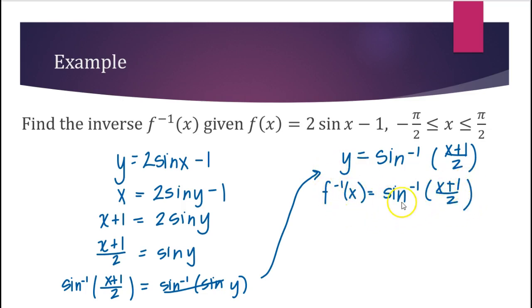So this is my inverse function, but I need to also have a restricted range on f inverse, because this sine inverse graph only exists for particular values, and we have to think about what those are going to be.